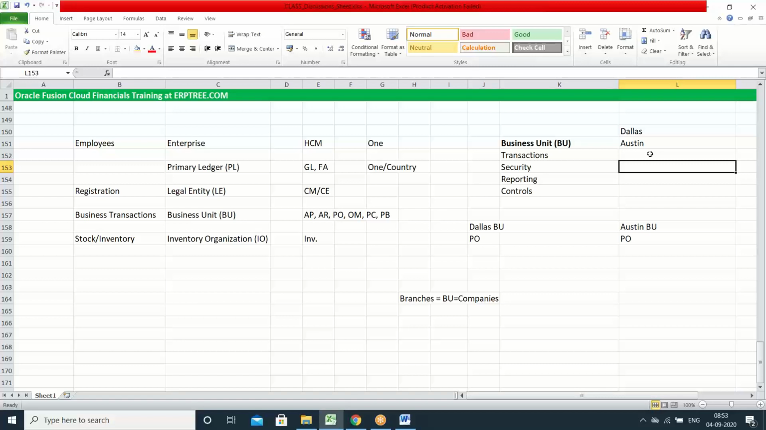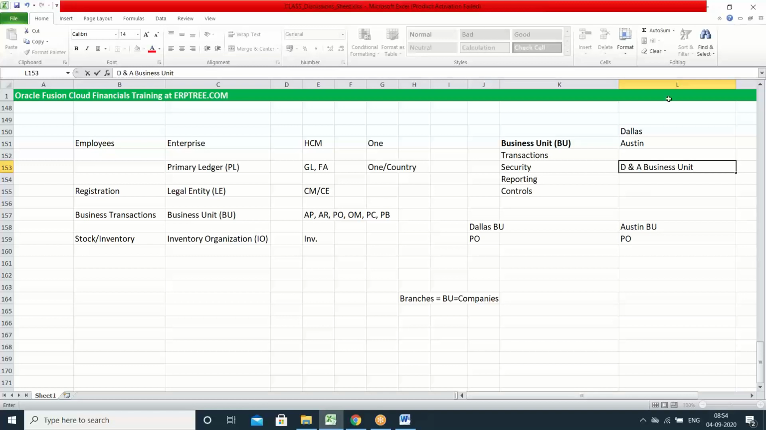Okay. So if they want to maintain the data, track the data separately, and produce the reports Dallas and Austin wise separately, then only you have to create separate business units for Austin and Dallas. Otherwise, you may create one business unit, say maybe you give the name as D and A, Dallas and Austin business unit.